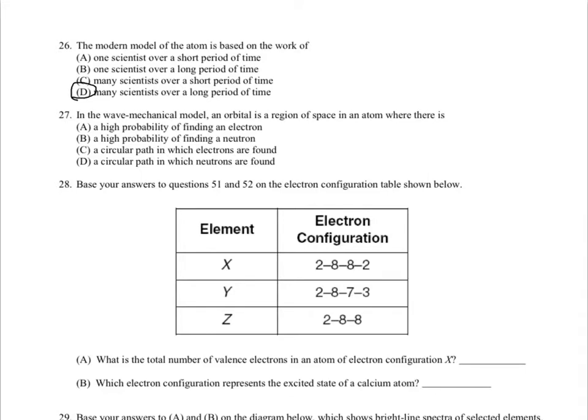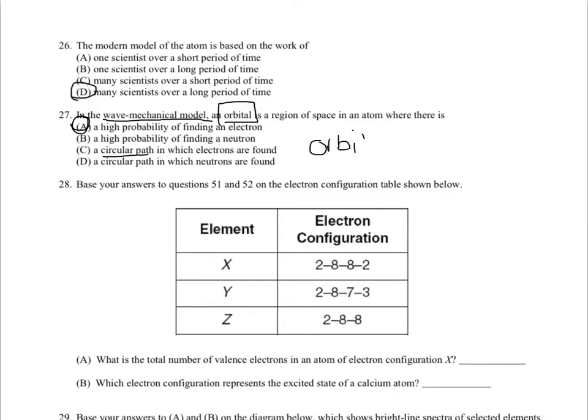Now, the next question, we see the wave mechanical model. Wave mechanical model is the modern model of the atom. And so we're asked about the orbital. An orbital is a region of space where you have a high probability of finding the electron. So orbital is another word for the electron cloud. Circular paths are called orbits.